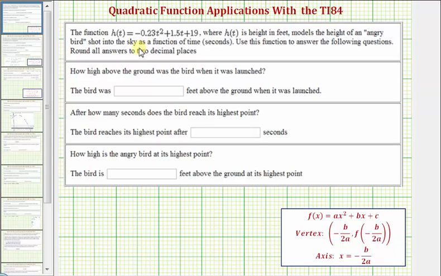The function h of t equals negative 0.23t squared plus 1.5t plus 19, where h of t is the height in feet, models the height of an angry bird shot into the sky as a function of time t in seconds. We want to use this function to answer the following questions. Let's first graph this quadratic function on the TI-84 graphing calculator.